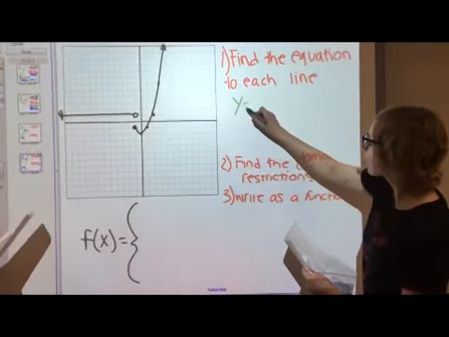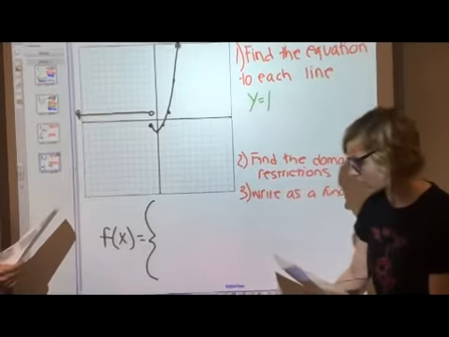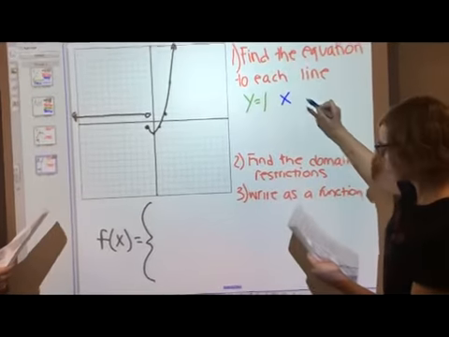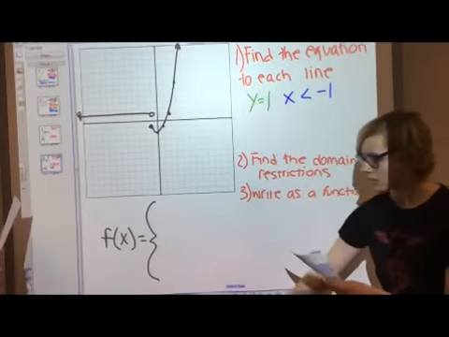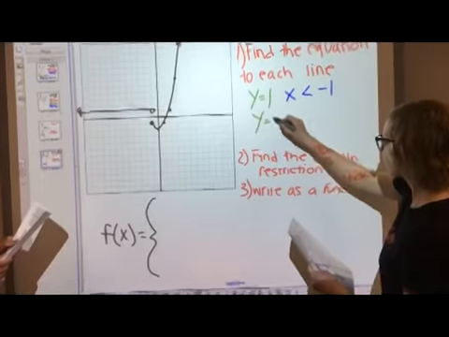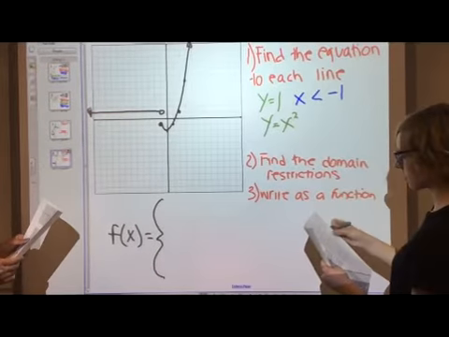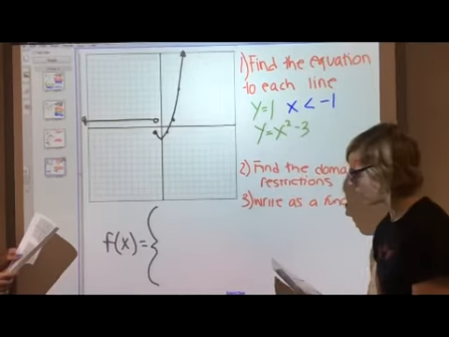Find the equations to each line. One line is y equals 1. You can determine the domain restriction by looking at the endpoints. In this example, the domain is written with inequality signs. The domain restriction of y equals 1 is x is less than negative 1. The next line is quadratic, y equals x squared minus 3, with a domain restriction of negative 1 is less than or equal to x. Write as a function of f of x.